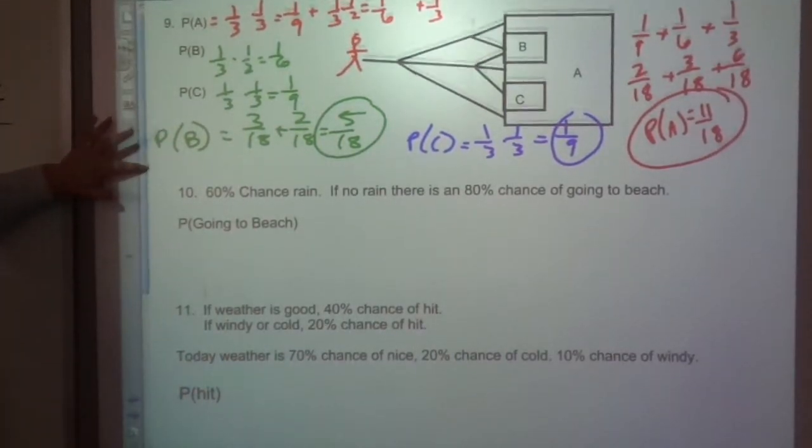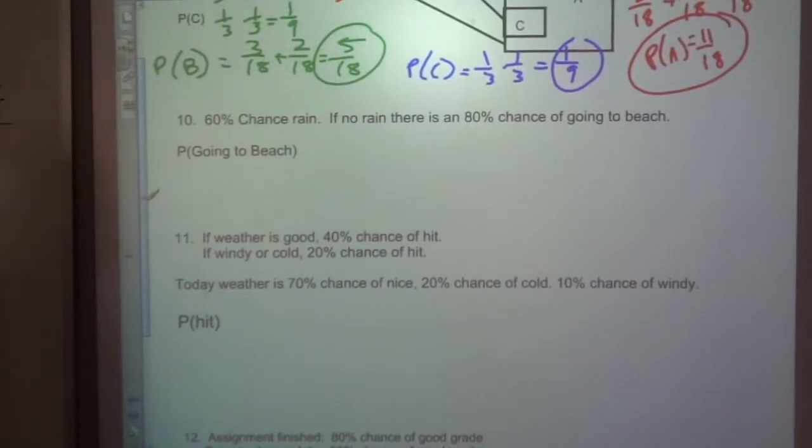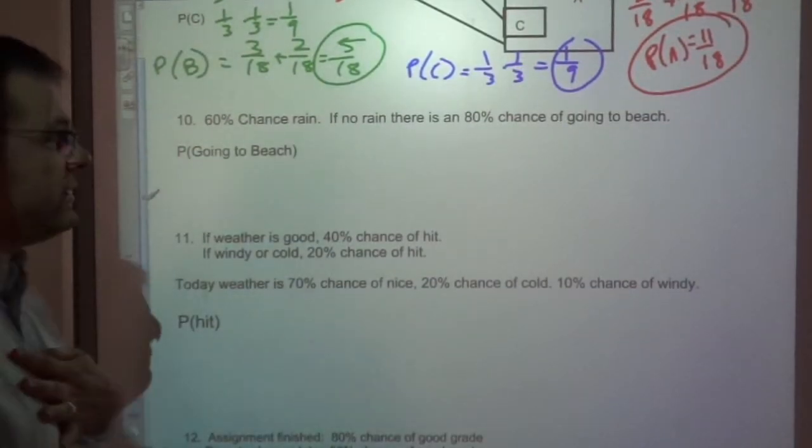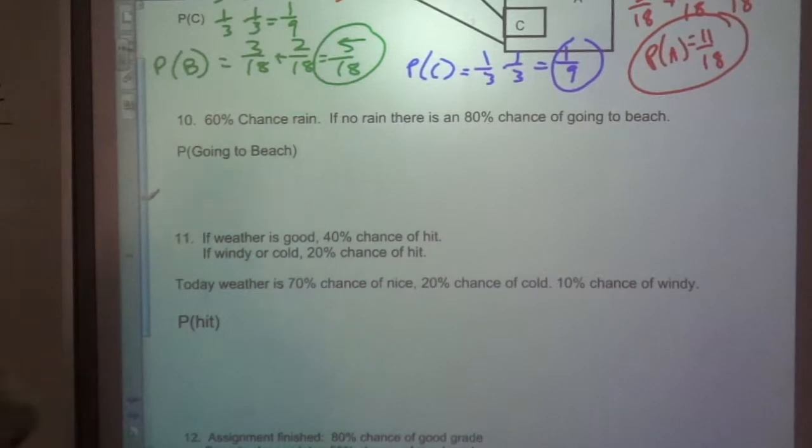Problem 10, there's a 60% chance of rain. If there's no rain, there's an 80% chance of going to the beach. So what's the probability of going to the beach?